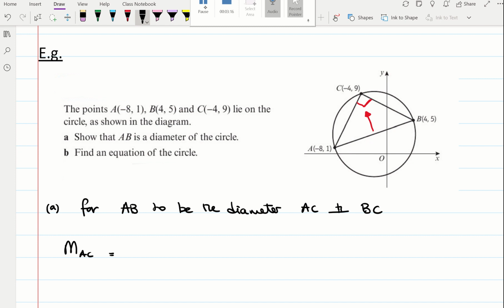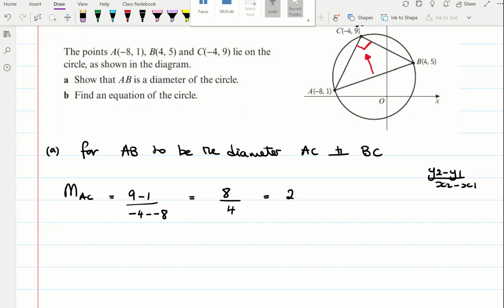So that's the gradient, y2 minus y1 over x2 minus x1. That's the formula for the gradient. I'm going to take that to be y2. So 9 minus 1, and then minus 4 minus 8. So this is 8 over negative 4 plus 8, which is 4. So that's a 2. And then I'm going to do the same.